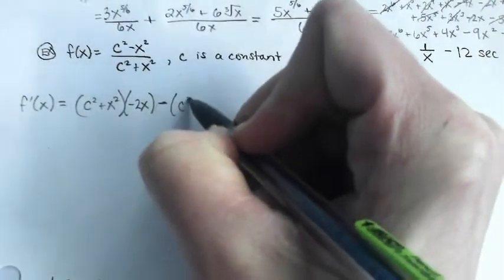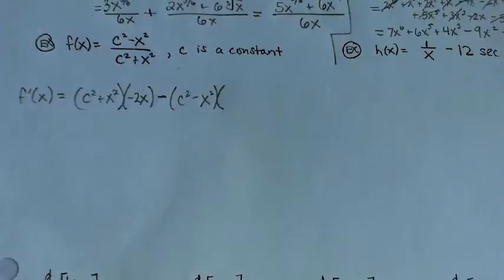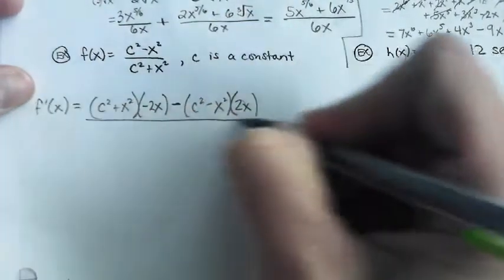minus your top, which is c squared minus x squared, times, Ellie, try again. What's the derivative of the bottom now knowing what you know? Just 2x. Good. All over bottom squared.